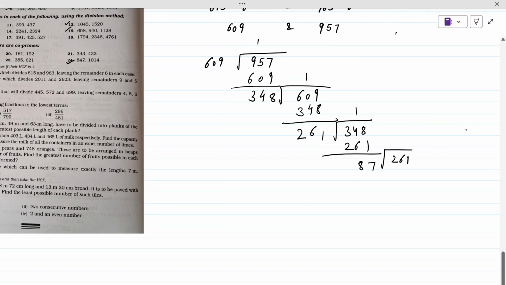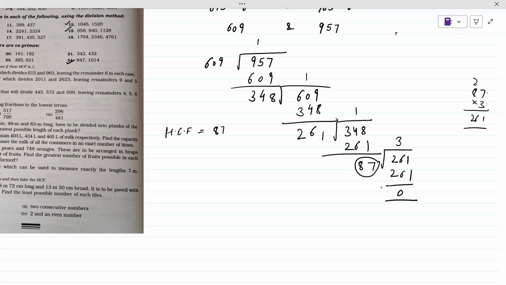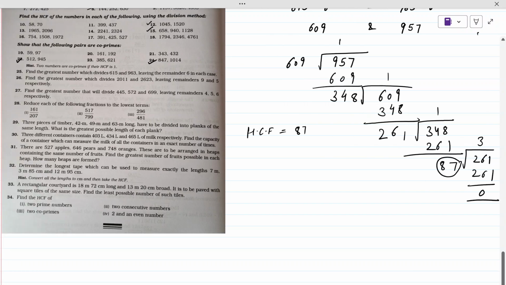Let's see with 3. 87 into 3: 3 into 7 is 21, 8 threes are 24, 26. So this will divide it completely. 87 into 3 will give us 261, and this is giving us the remainder 0. So that means the greatest number is 87, because this is the last divisor using which we are getting the remainder 0. Okay, so our highest common factor is 87.